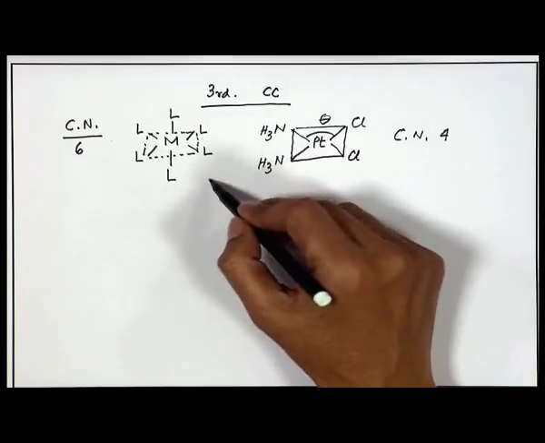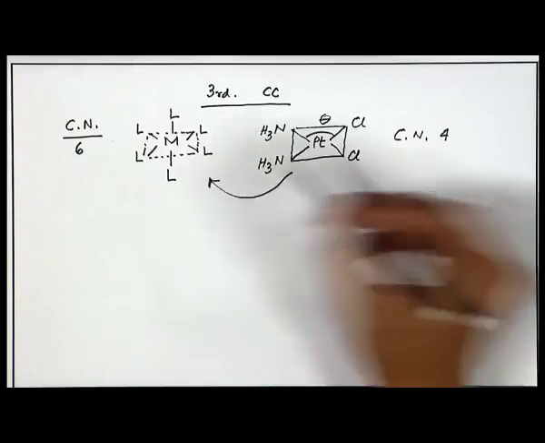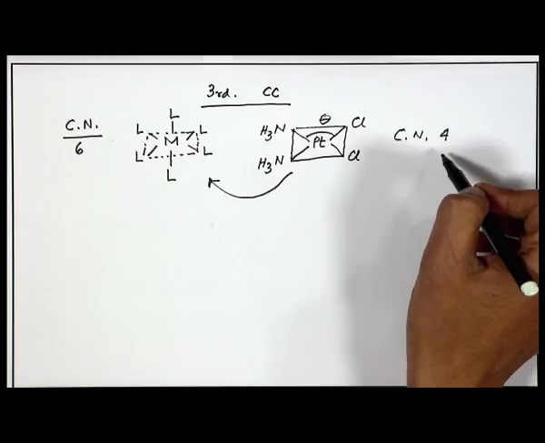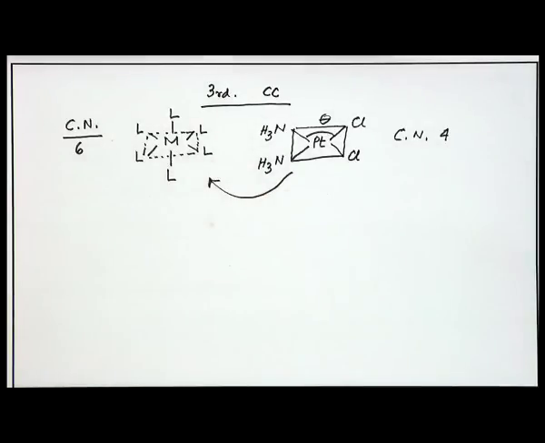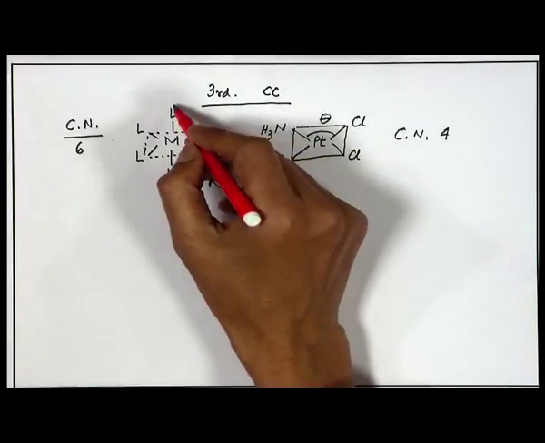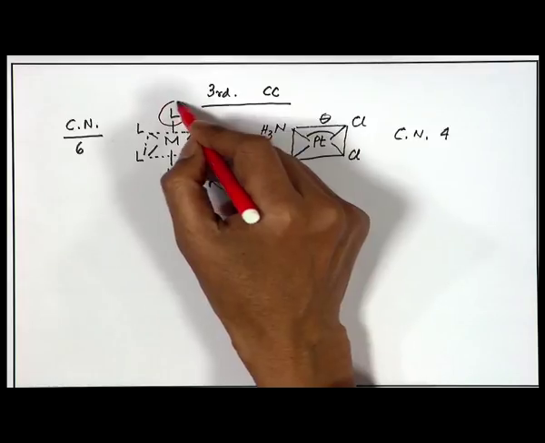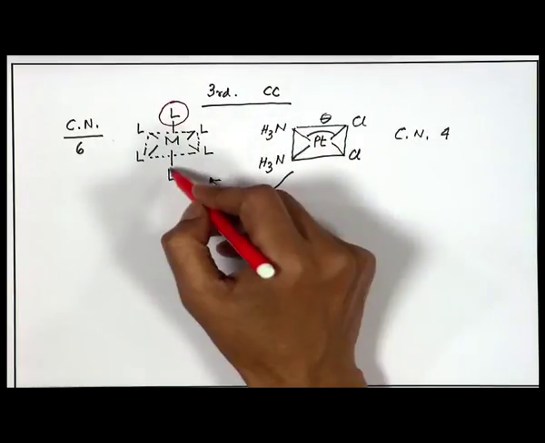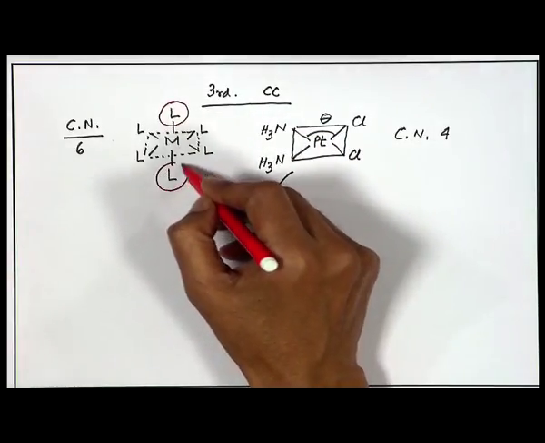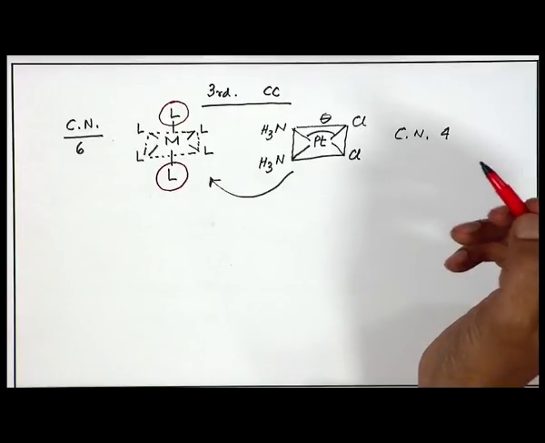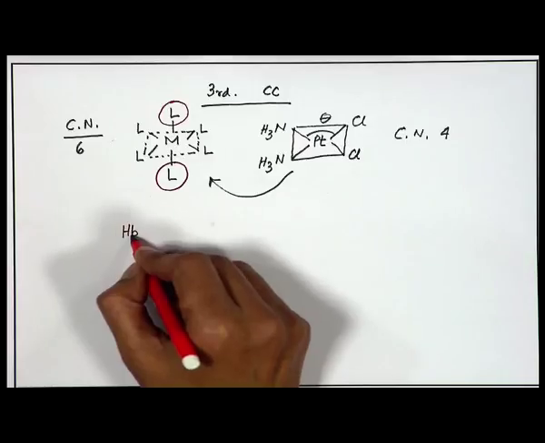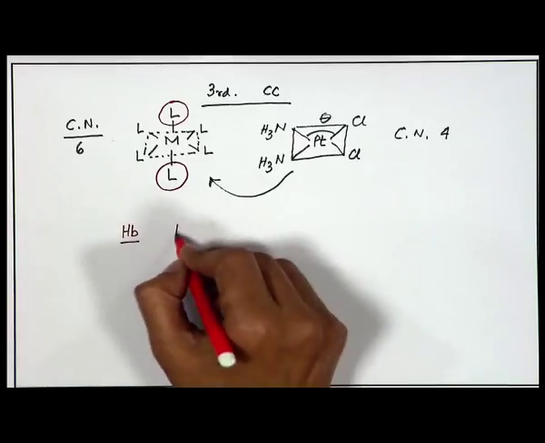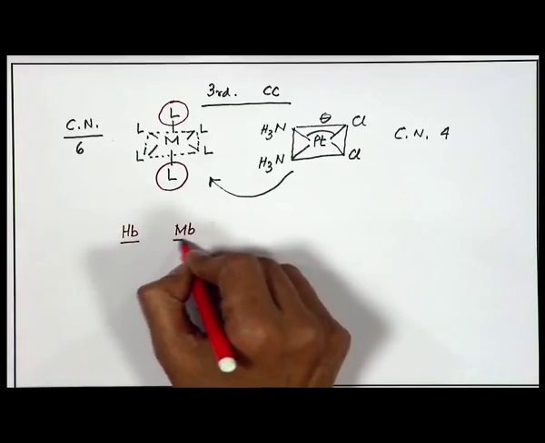Now, which is very important, as we move from a species of coordination number 4 to a species of coordination number 6, what we can do is simply bring 2 other groups, one above this plane and another below this plane, which is also very much true if we know a little bit about the hemoglobin or myoglobin which is present in our blood.